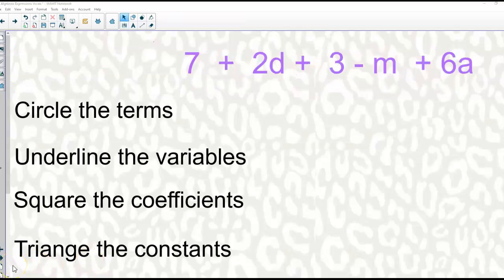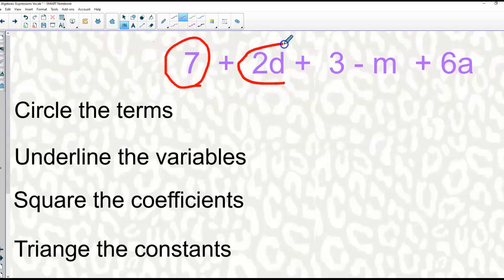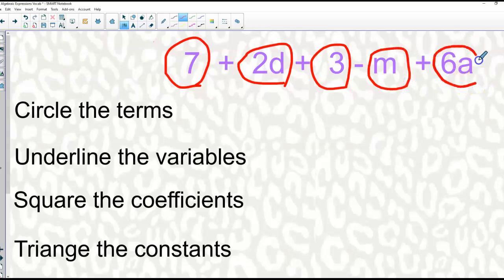Okay, let's look at another one. Now, I've put circle or underline or square here, but remember, you could be asked to do anything. You could be asked to highlight it. You could be asked to put a squiggly line under it. The point is that you are differentiating between these different vocab words. So the first one says circle terms. Terms are the parts that are being added or subtracted. So there's a term, right? Here's a term. 3, m, and 6a. Those are all terms.